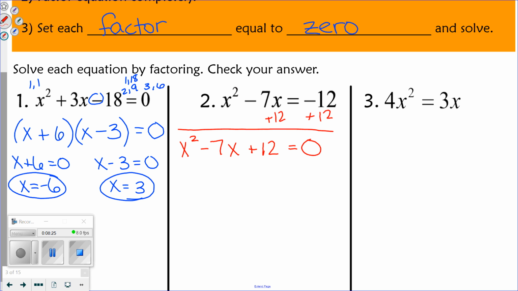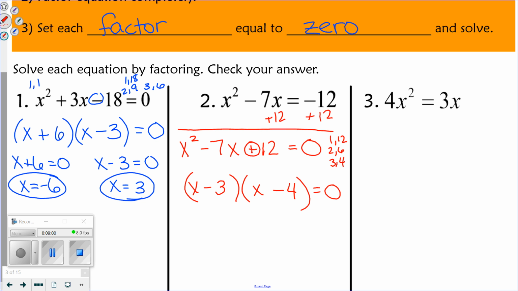So that's the first thing we want to do. Set it equal to 0. Then we'll look for GCF. Is there a GCF? Nope. So then we'll go ahead and set up our parentheses. Last one is positive. What are my signs? Good. In this case, they're both minus. Options for A. Options for C. And which option is it? Yeah, it's 3 and 4.